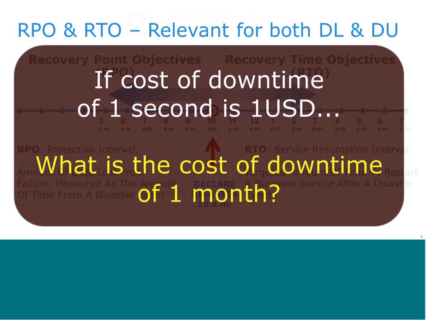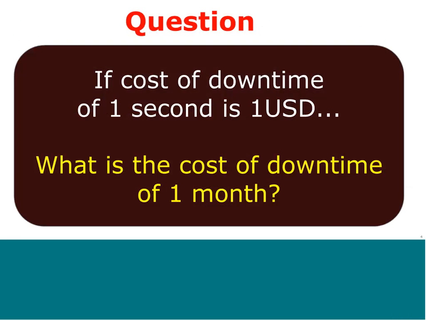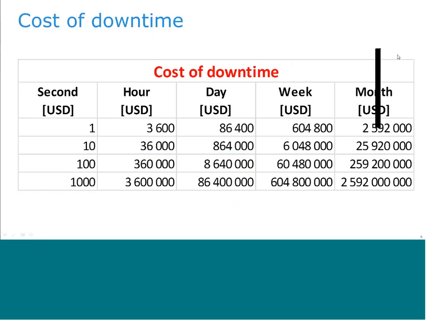Here is the example. Before I show you the example, a question from myself. There is a very important application. The cost of downtime of this application during 1 second is $1. Then the question is, if this application is down for a month, how much will it cost us? The cost of a month of unavailability of the application is $2.5 million.